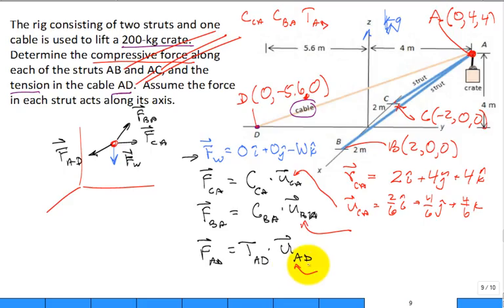Okay, in the interest of time, I'm going to speed up a little bit. So then we do the sum of the forces in the X, and then the Y, and then the Z. You'll get equilibrium equations. You'll have 3 unknowns. We know which are the 3 unknowns, and you'll be able to solve this problem.